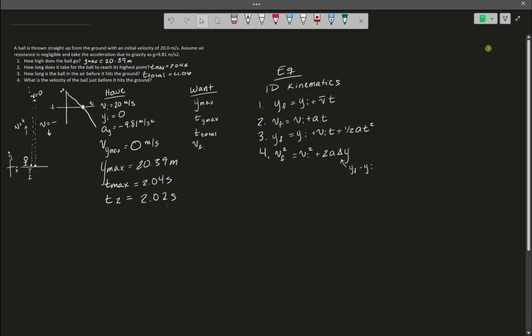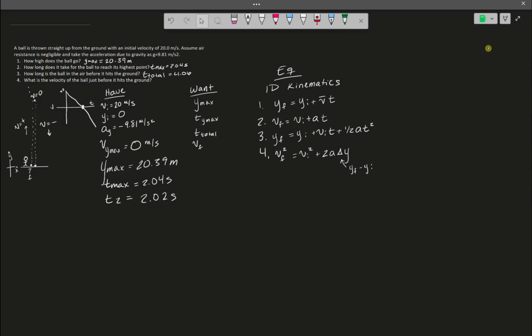So the last part of this problem is asking us to figure out what is the velocity of the ball just before it hits the ground. Conceptually, if I throw this ball into the air with some initial velocity, in this situation it was 20 meters per second, and it has gravity pulling down on it, right? So it has an acceleration in the negative direction. It goes up, it turns around, it comes back down, and the only thing acting on it is still gravity.